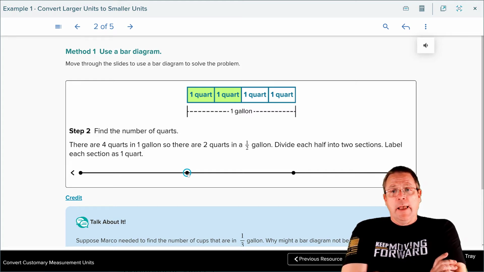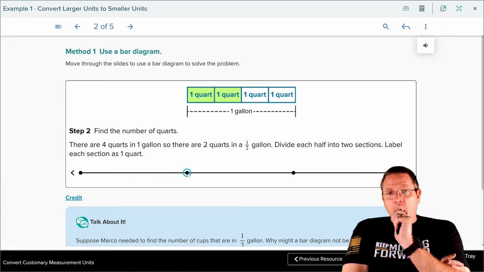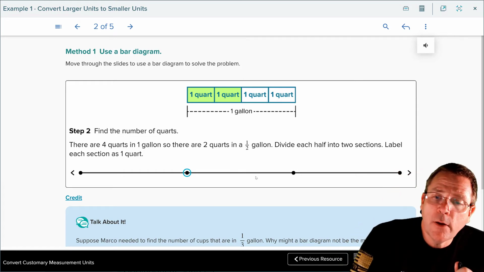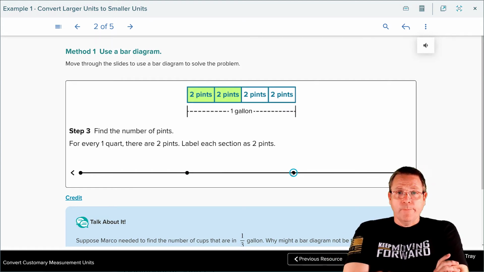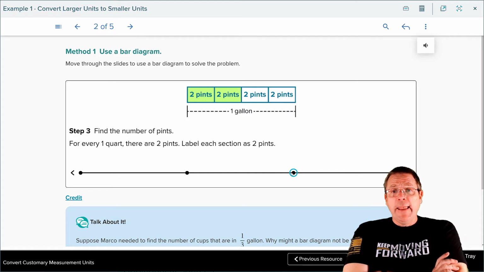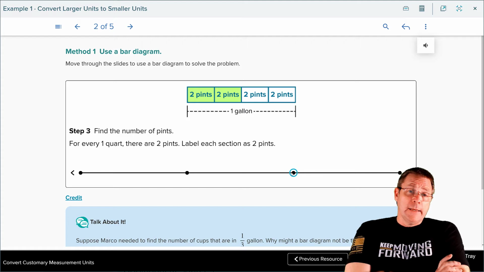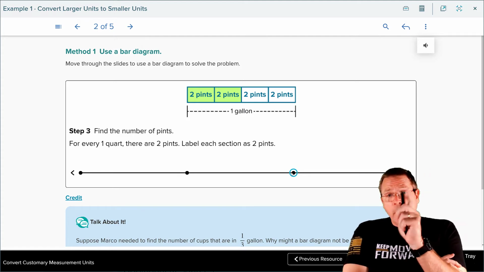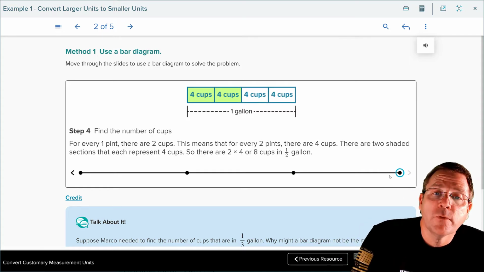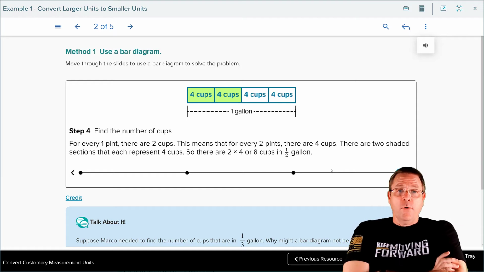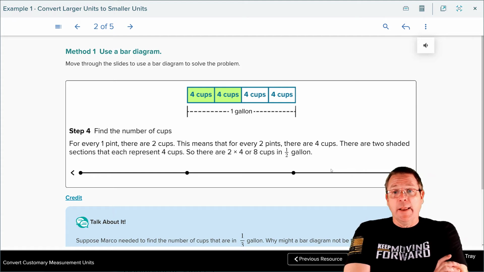And now you can see how many quarts there are. But wait, we're not done. Now we need to break it down even further. We can see that there are 2 pints in every quart. So now because of that, you have 8 pints in a gallon and 4 pints in the half gallon we're working with. But we are not done yet. Now I think we need to find out how many cups are going to be in a pint. There's 2 cups in every pint. That means there's 4 cups in every quart, which means there is 16 cups in every gallon.